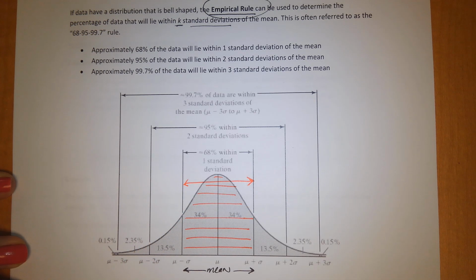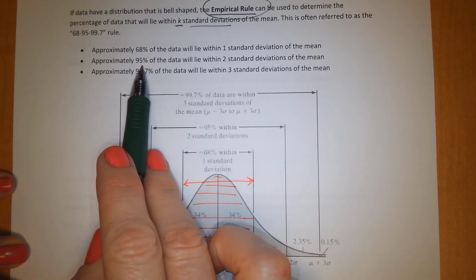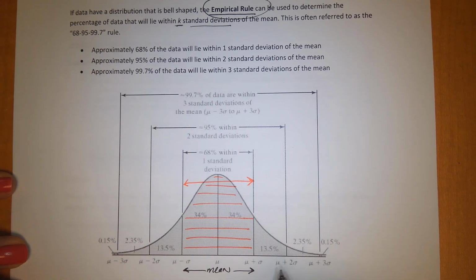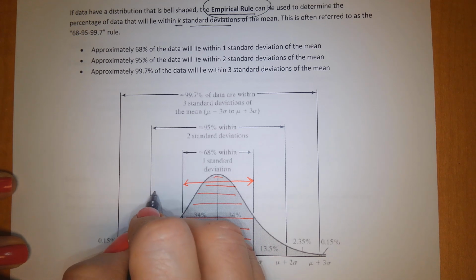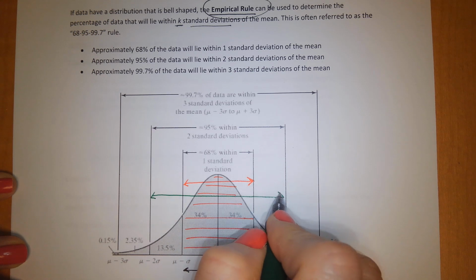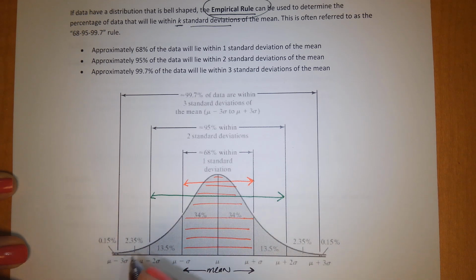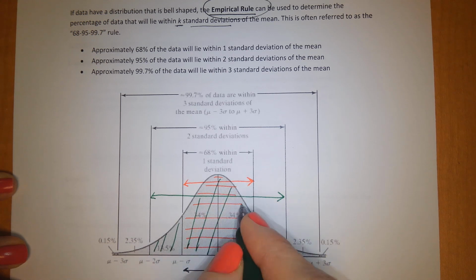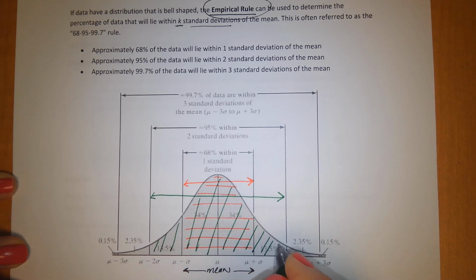Now, if we keep going, we can go on to 95. 95% of the data will lie within two deviations. So if I take my mean and I go out not one, but two deviations this direction, and two deviations in the smaller direction, that is 95%. 95% of my data will lie within two deviations of the mean, everywhere in that green area.